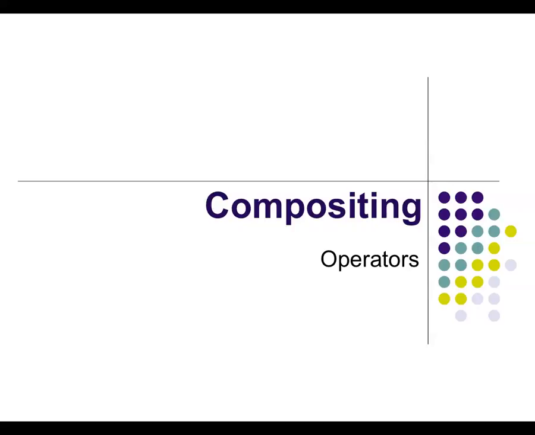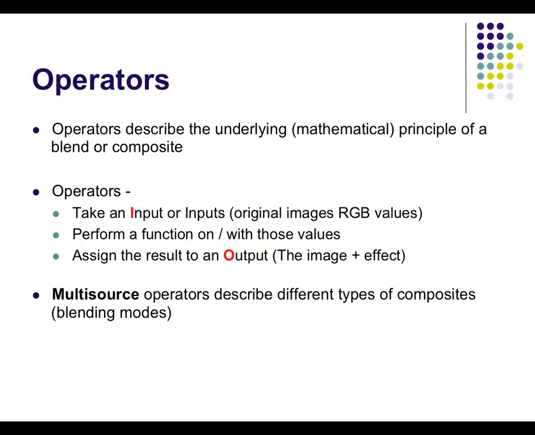Now, operators are the function or the mathematics, if you want, behind a particular blend mode. So this is where two layers are blending with each other and combining to create a composite image. Now, an operator is just the way that you describe how that blend mode is working in terms of very simple maths.